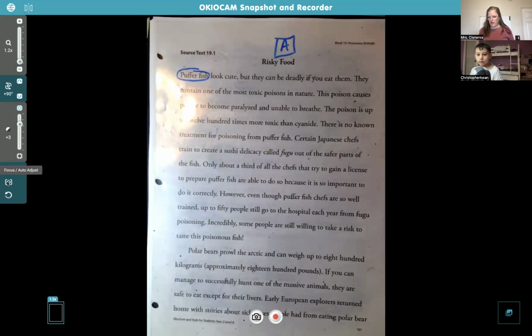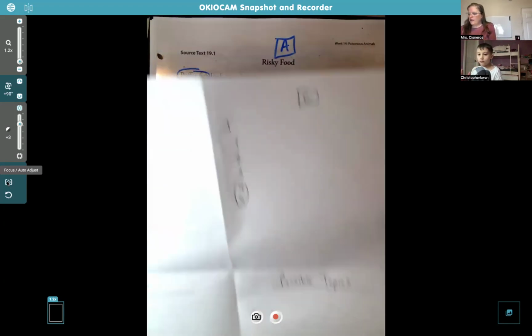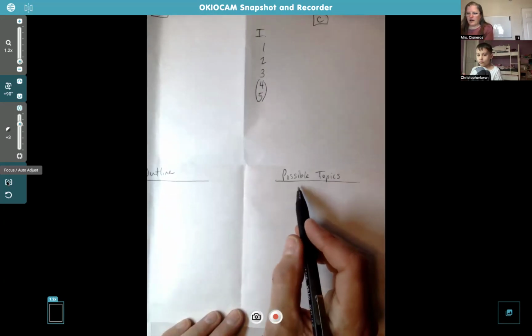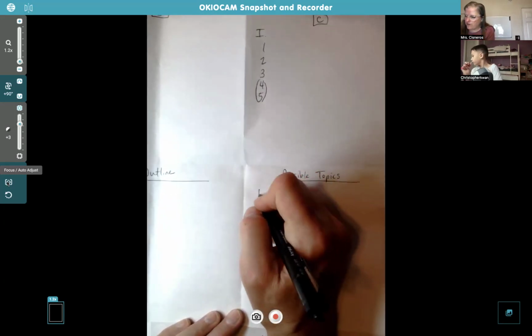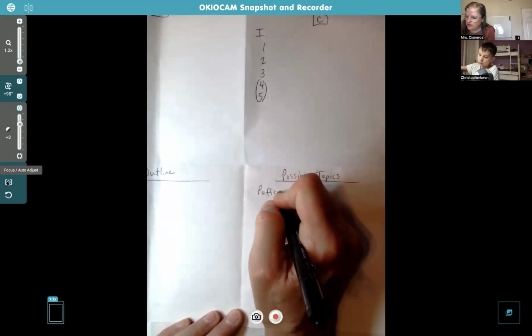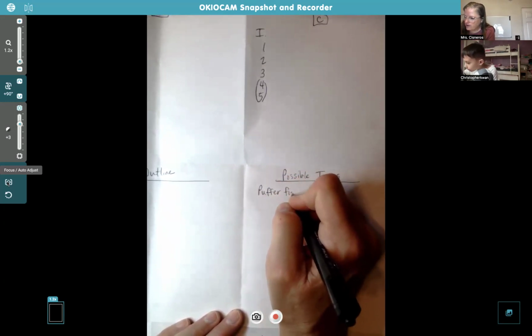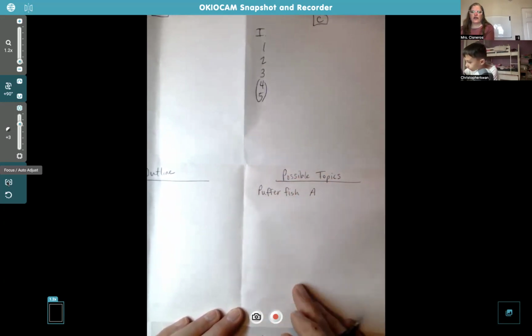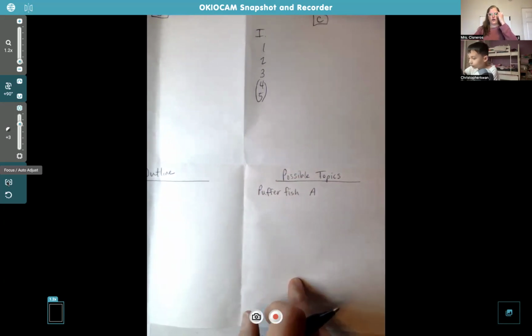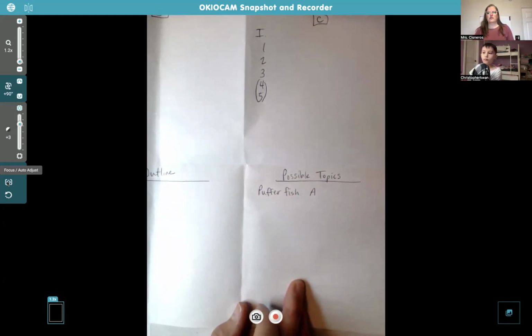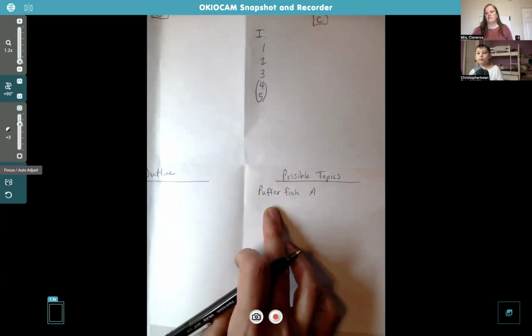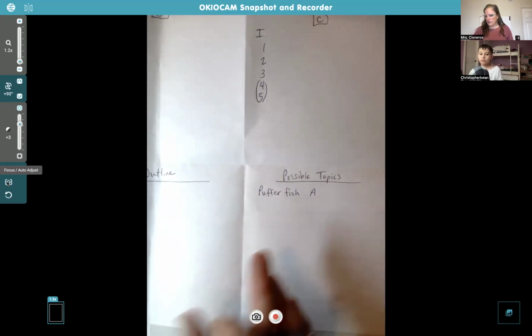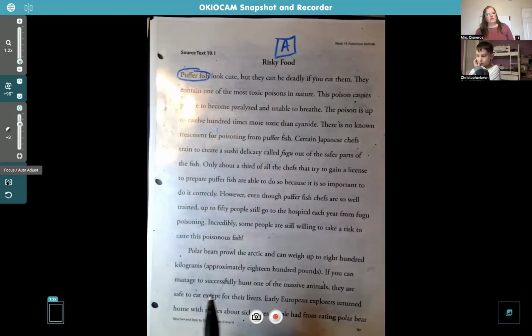Because we're going to go through this kind of quickly so we can decide what topic we're going to write about. But under possible topics now, put puffer fish. That's the first topic. Puffer fish. That was in Article A. Remember, we're going to keep track of where these topics are located. You got that down? Puffer fish A? Okay, good.